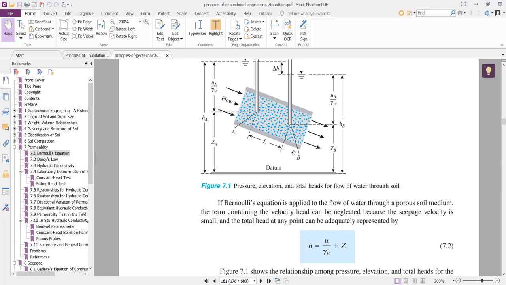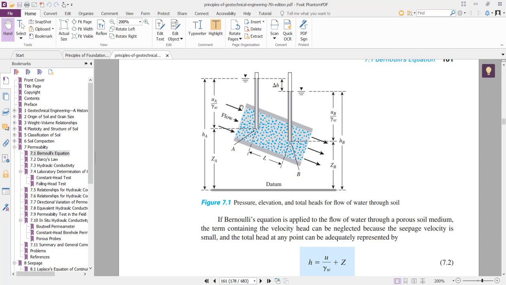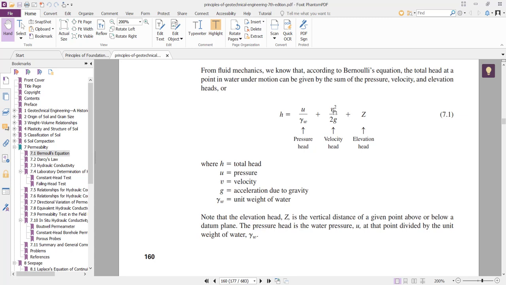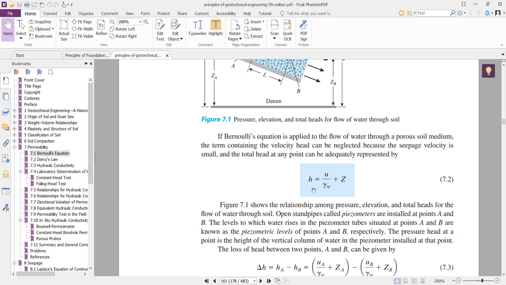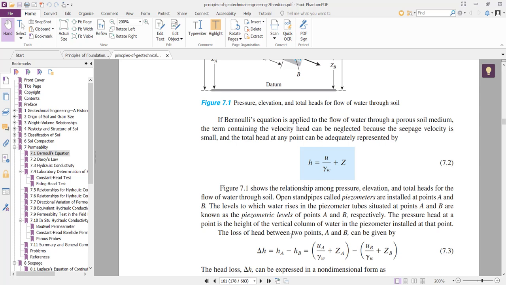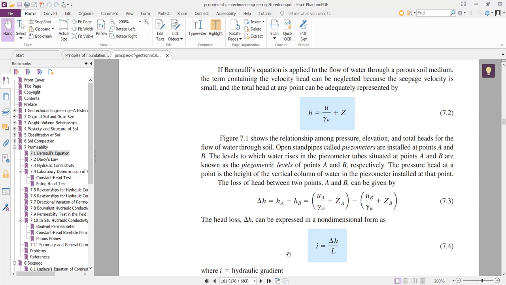But since the velocity of the seepage here is very slow, we can ignore the velocity head, because the pressure is not very high in the soil, and besides there is a lot of friction, so the seepage in the soil will be very small, not like it is in a tube. If we were dealing with a tube, we would have to include the velocity of the fluid. But since we are dealing with soil, the velocity goes to zero, so the total head will be the summation of the pressure head plus the elevation head, as we can see in this equation. The difference between the two points, the head that causes the water to move, is HA minus HB.